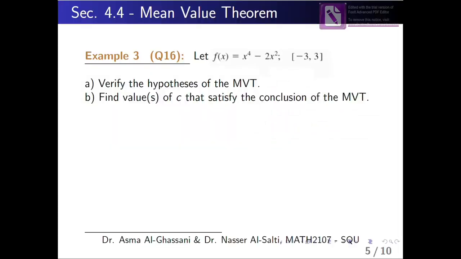Now let us do this example. Let f(x) equal x to the power 4 minus 2x square, where x is on the interval minus 3 to 3. A: Verify the hypothesis of the mean value theorem. B: Find values of c that satisfy the conclusion of the mean value theorem.